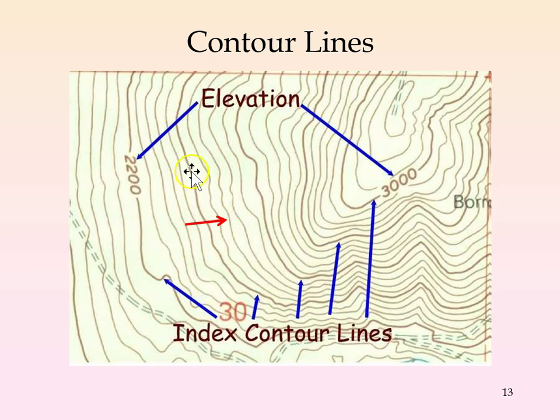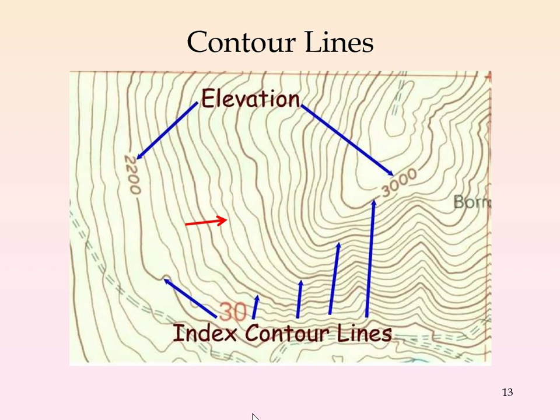So here's another index contour line. Here's another one, and finally this one we just happen to be able to see in the image, and all points along this index contour line are at an elevation of 3,000 feet. So why is this important? Well, suppose that the contour interval is not written for you at the bottom of the map. It does not necessarily have to be.